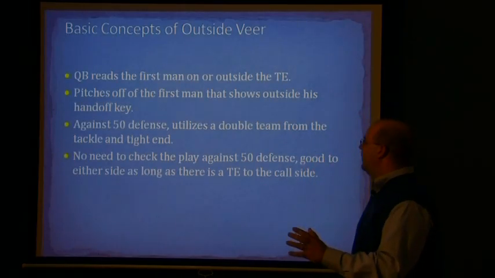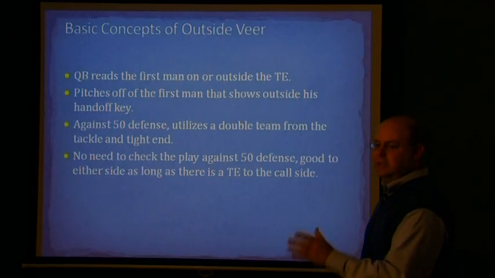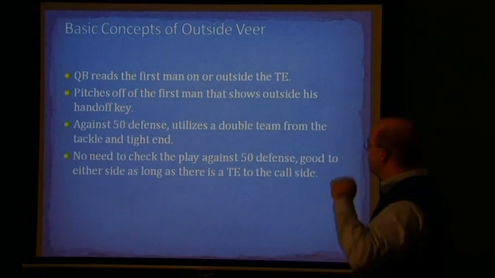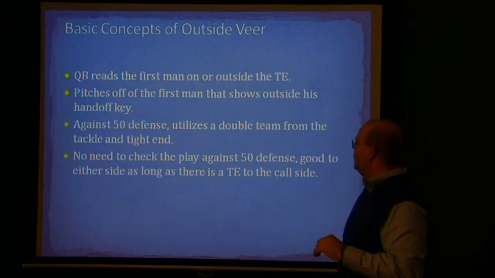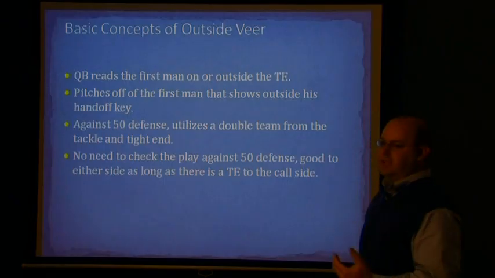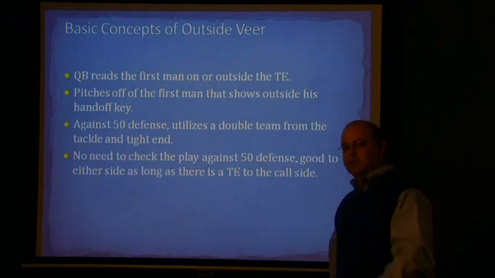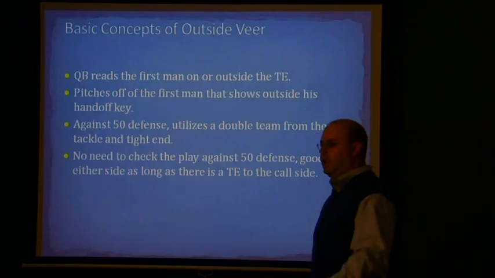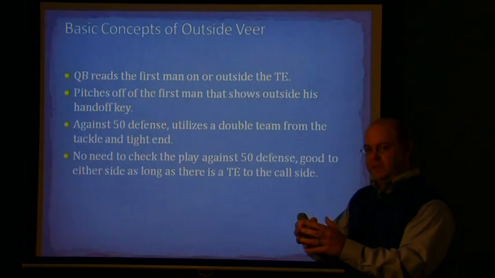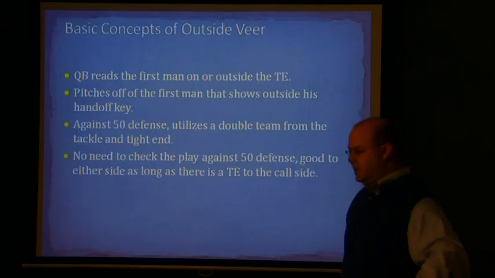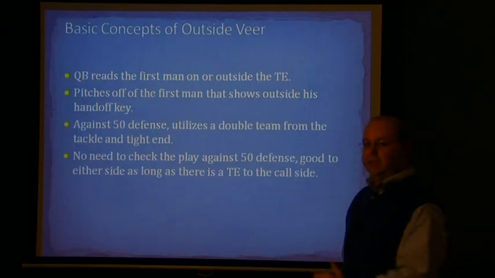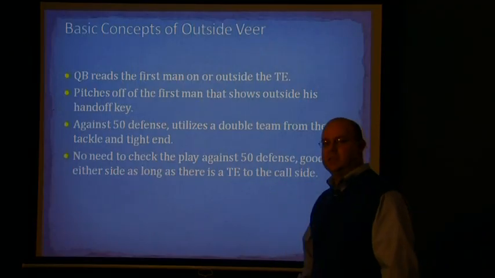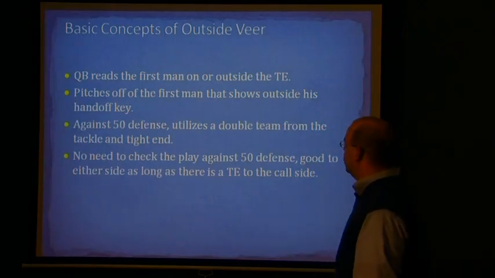The quarterback now reads the first man on or outside the tight end, which is usually an outside linebacker or a stand-up defensive end of some kind. And now he pitches off the first man that shows outside of his handoff key. As we'll talk about later, we call that a mesh situation, where once he makes a read, if the defensive end or the outside linebacker comes down and tackles the dive, now he can get out of the mesh and really accelerate to the edge, knowing that the next person that shows he can pitch off of, because we have everybody else blocked.